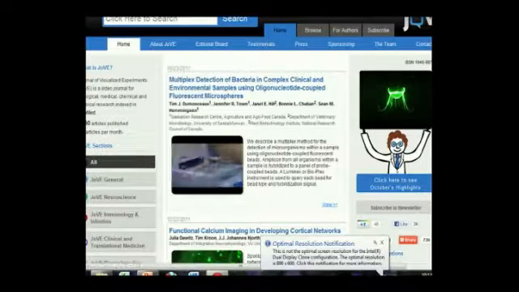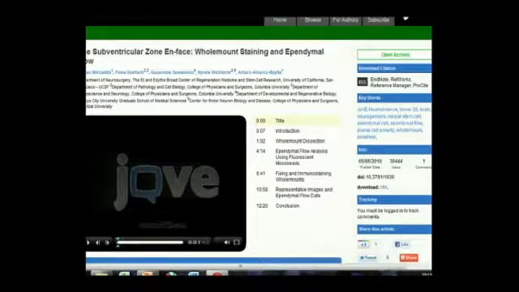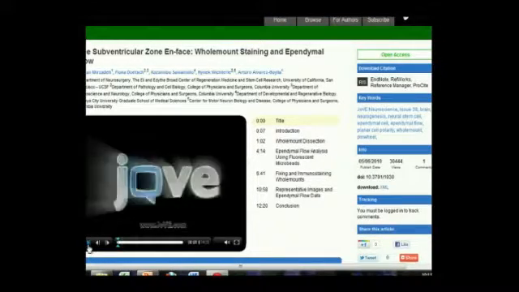So I will show you how it looks. This is an article on isolation of specific stem cells from the brain. And it comes from one of the top expert labs in this area, Arturo Alvarez-Buylla at UCSF. So let's watch how it looks.